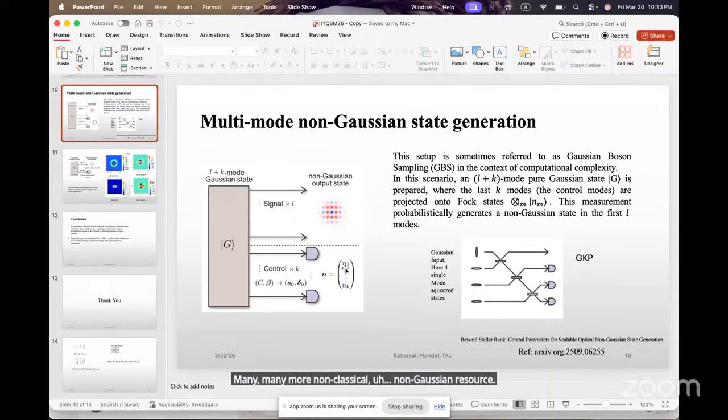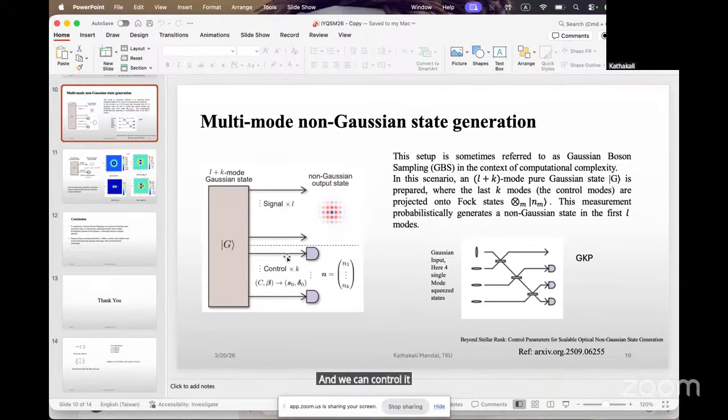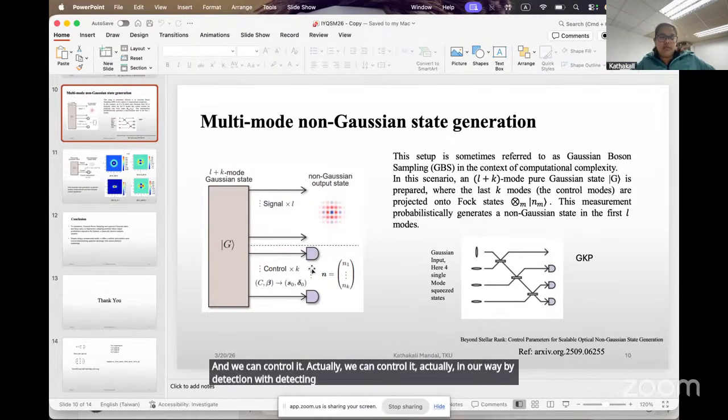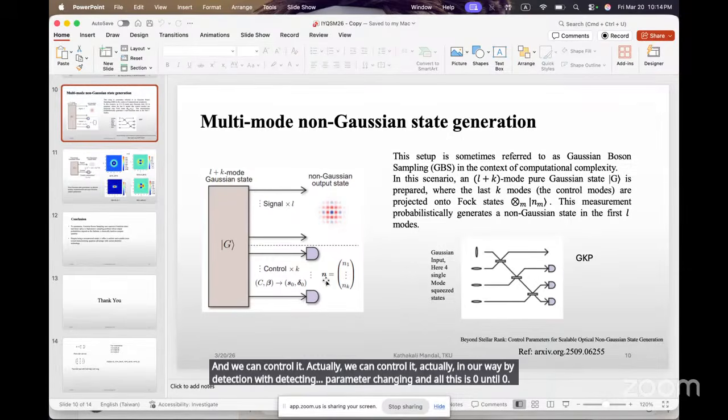All right, ma'am. Thank you. And we can control it, actually, in our way by detecting, parameter changing, and all this S0 and L0. All right, ma'am. Thank you.